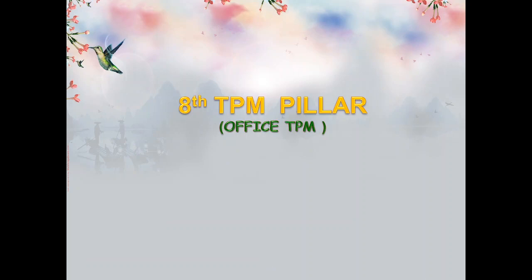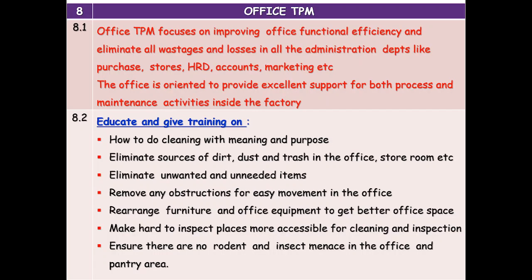Now we come to the last pillar, that is the eighth pillar, Office TPM. Office TPM focuses on improving office functional efficiency and eliminating all wastages and losses in all the administration departments like purchase, stores, HRD, accounts, marketing, etc. The Office TPM is oriented to provide excellent support for both process and maintenance activities inside the factory.